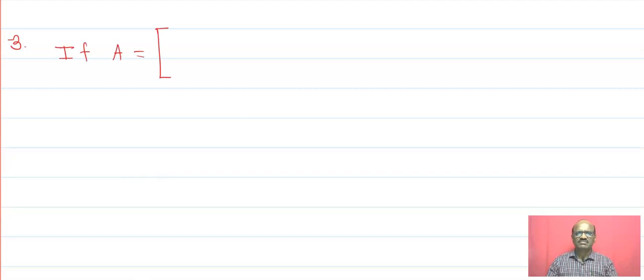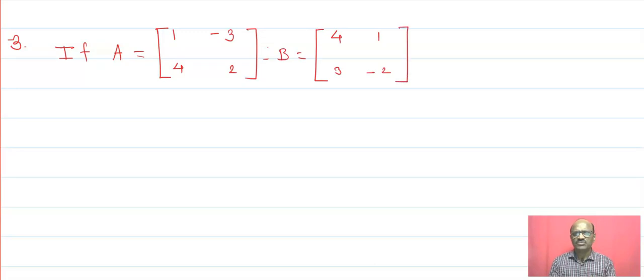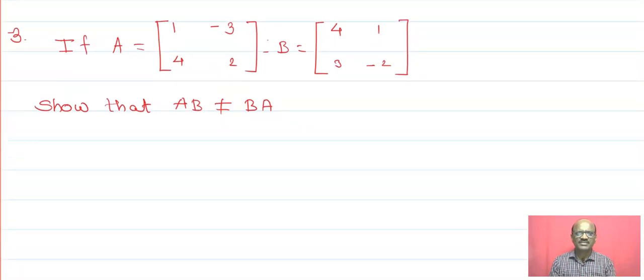You will learn how to make their product. Now, there are a number of examples. A is a matrix whose order is 2 by 2, and B is a matrix whose order is 2 by 2, 2 rows and 2 columns. Show that AB is not equal to BA, which means matrix multiplication is not commutative. Now, if A is equal to A11, A12, A21, A22.